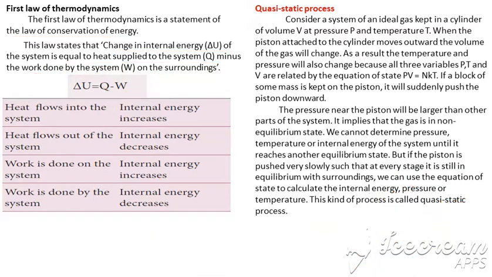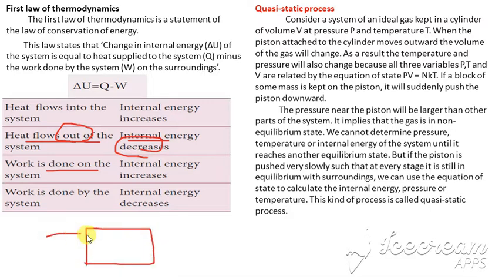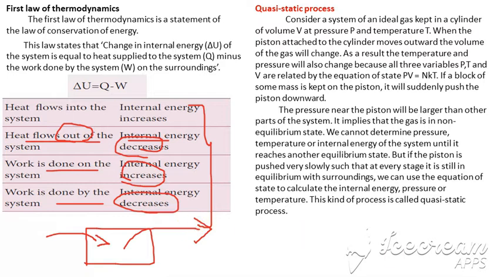Suppose the heat flows into the system, then the internal energy increases. If the heat flows out of the system, then the internal energy decreases. Then work is done on the system: internal energy again increases. Work done by the system: then the internal energy decreases. Okay. These are the 4 conditions for the internal energy.